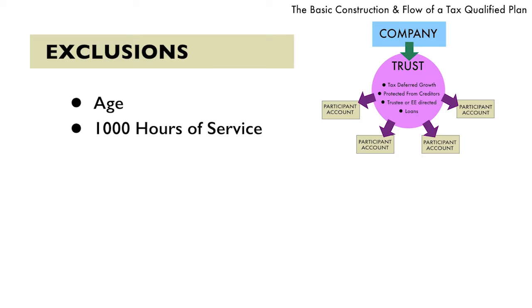Another exclusion is to require the employee to work a minimum of 1,000 hours before they can participate in the plan. This helps eliminate any part-time employees. 1,000 hours per year equals approximately 20 hours per week. The 1,000 hours of service to the employer is used to determine years of vesting in the plan.